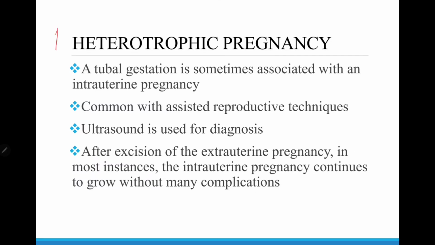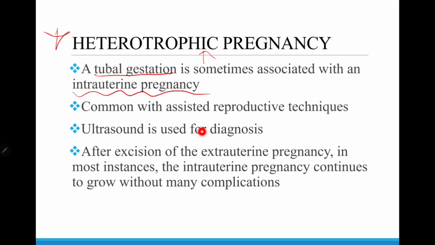So what is heterotopic pregnancy? What do you mean by heterotopic pregnancy? A tubal gestation is sometimes associated with an intrauterine pregnancy. Sometimes a tubal gestation also will be associated with a normal intrauterine pregnancy, and this is known as heterotopic pregnancy. So that is more than one kind of pregnancy. That is, one is tubal pregnancy, another one is intrauterine pregnancy.